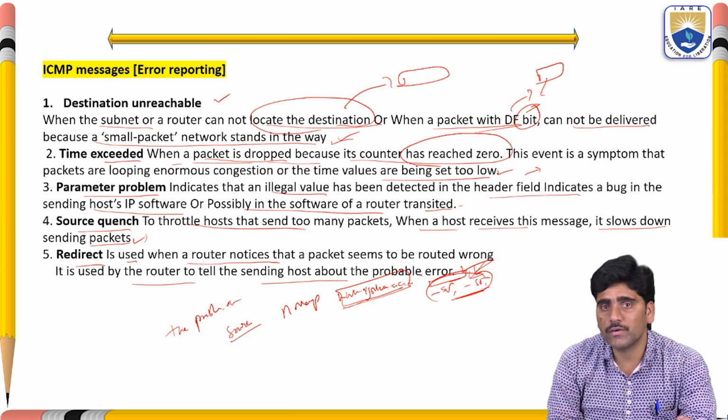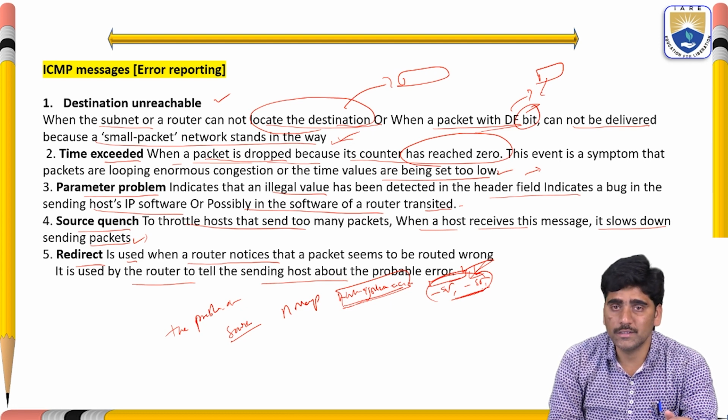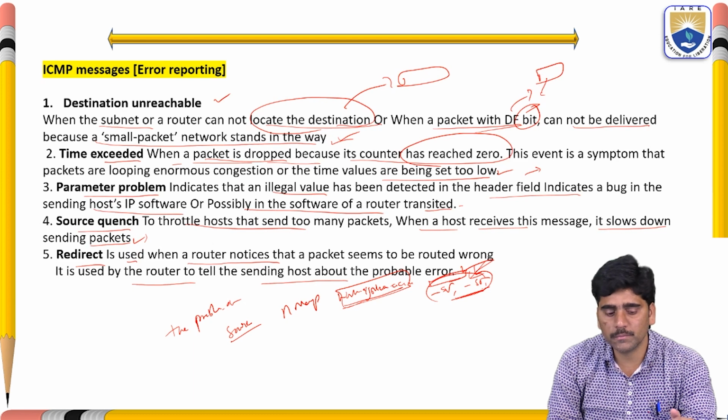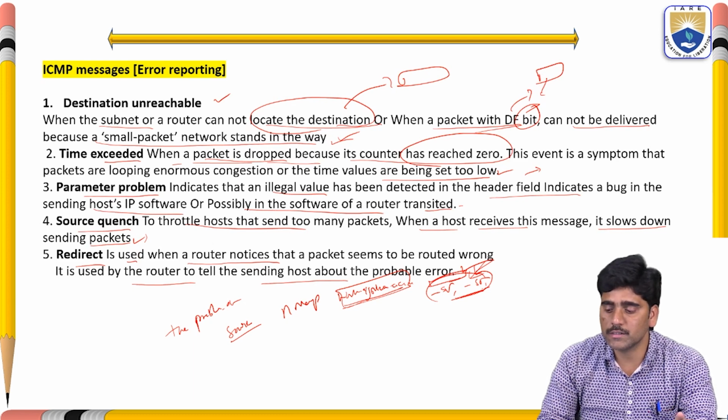So these are the different types of error reporting messages that display the network statistics on error status: destination unreachable, time exceeded or time expired, parameter problems, source quench or source not found problems, and redirection issues.